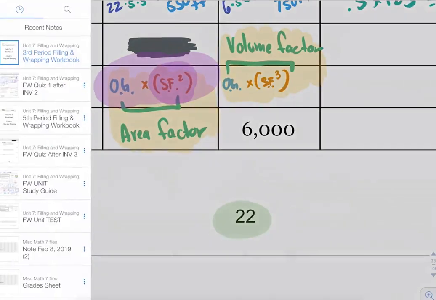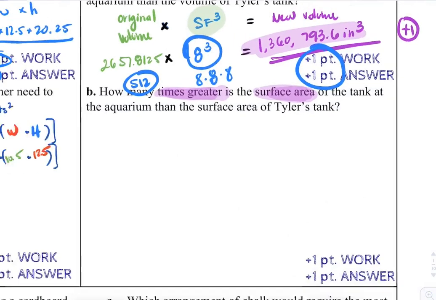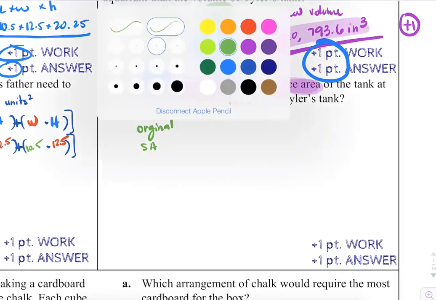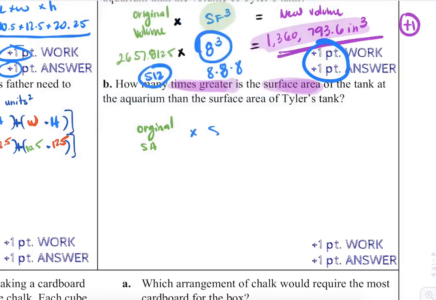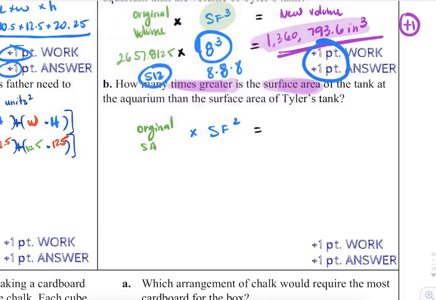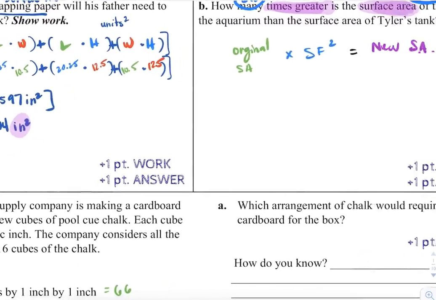Okay. So here, if you have your original, we'll do the same setup, same way. We have the original surface area times scale factor squared, and that should equal our new surface area. So again, we didn't have to do this part, but I'm going to show you what it looks like.